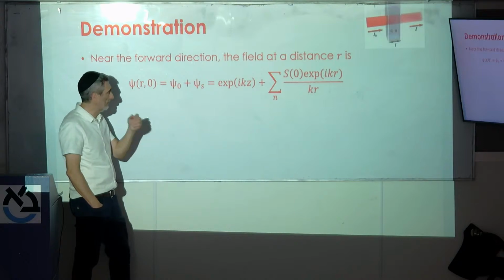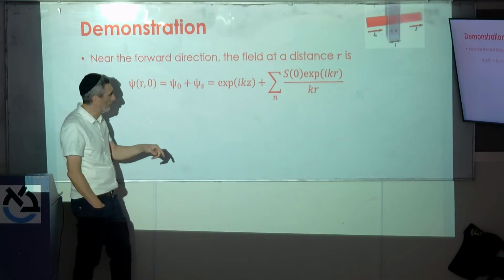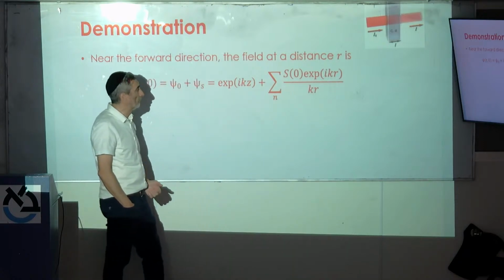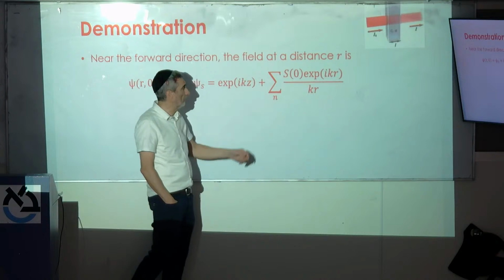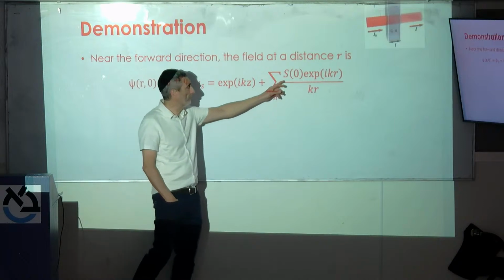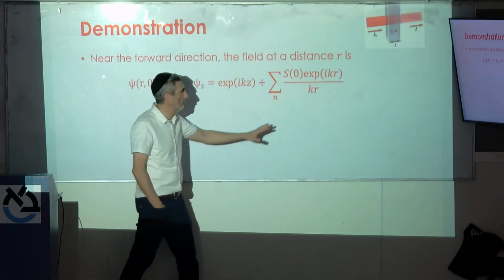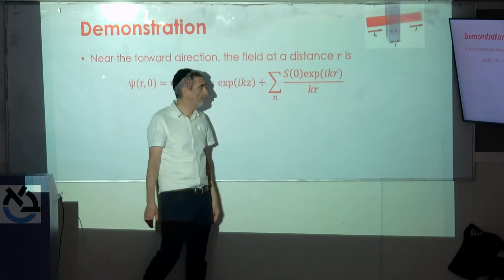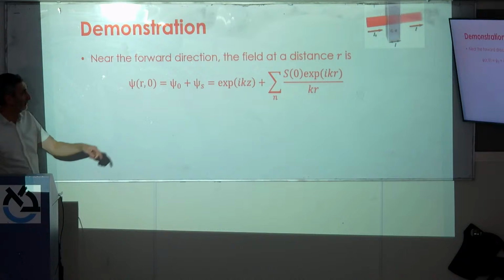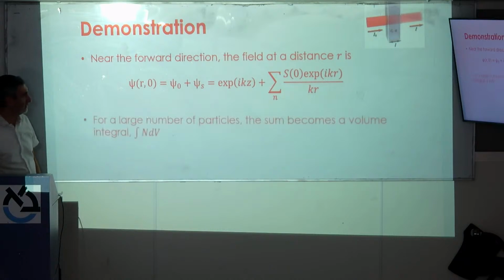So z is the axis, actually the horizontal axis, plus the contribution, the scattering contribution due to all scatterers, in the forward direction. That's why I take here S of 0, plus, you remember, this is the spherical wave, and I'm looking in the forward direction at long distance. So for a large number of particles, the sum becomes a volume integral, so you can write it like that, n dV.